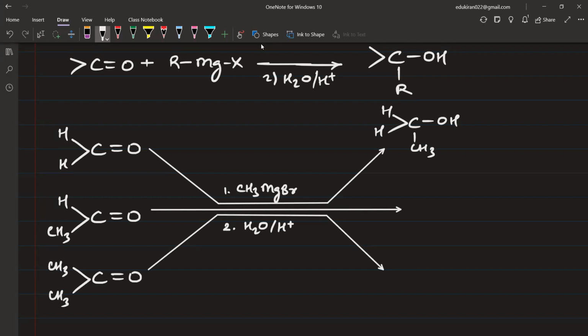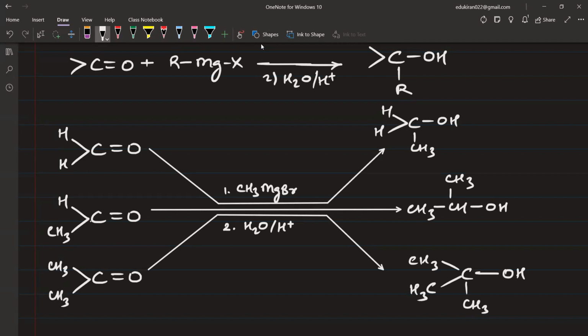And in the second case, we'll have CH3 and then carbon hydrogen. That CH will be as it is, the double bond O will become OH, and this carbon will get the CH3 from the Grignard reagent. In the last one, CH3 is bonded to the carbon atom, which already has one bond with CH3, there will be OH here, and one more bond with CH3 from the Grignard reagent. I hope you have seen this reaction.